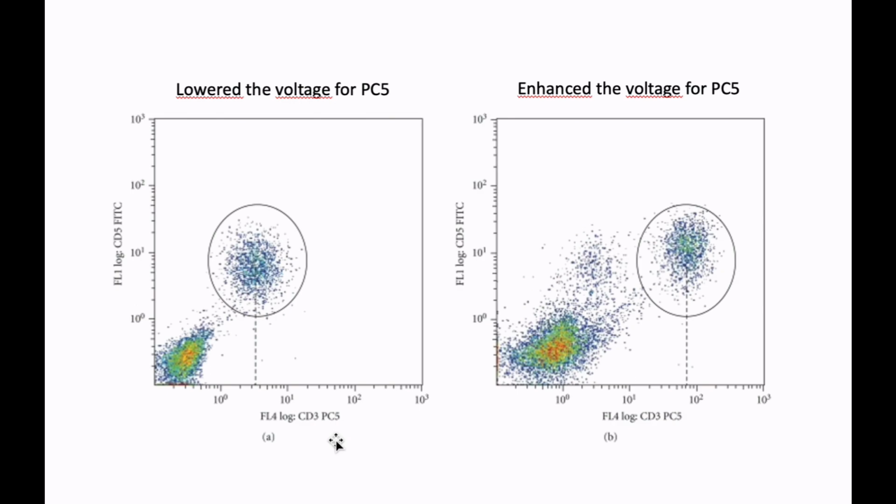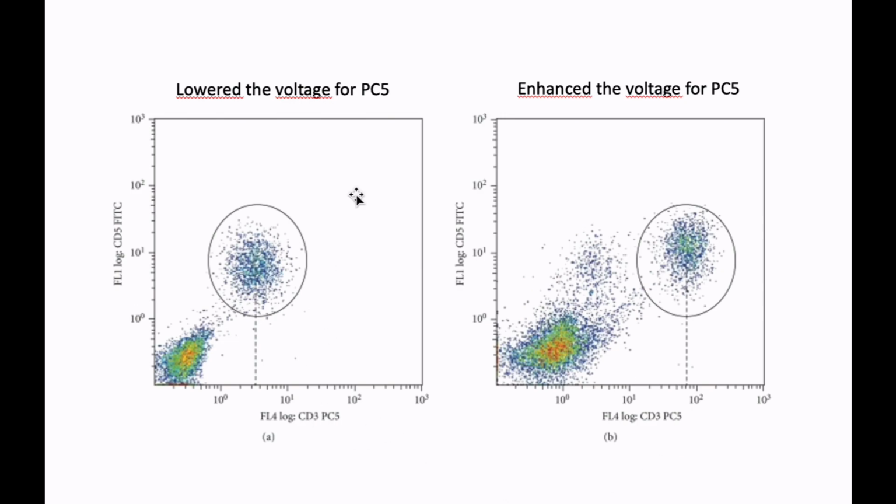And in this picture, you can see that on the left you have lower voltages compared to the right, where you have higher voltages. Of what? The voltage is for this parameter, PC5. So on the instrument, you will have a window for voltages, and I suggest you read the sample at a low flux and acquire some events to understand where your population that is labeled with PC5 for CD3 falls.